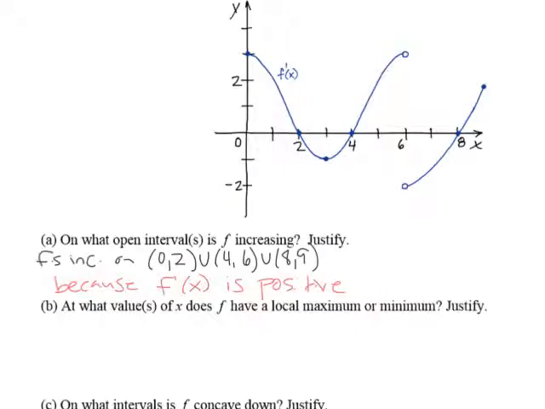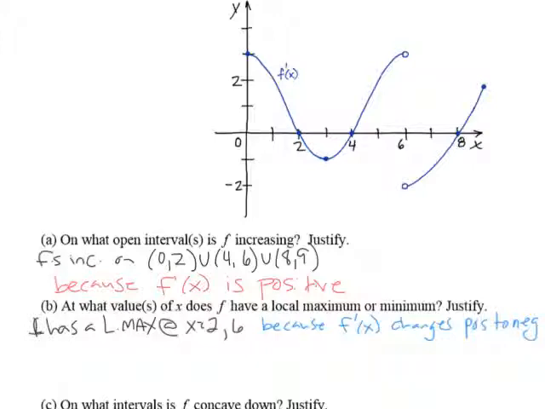Alright, so the function is increasing from 0 to 2 because the derivative is positive, 4 to 6 because the derivative is positive, and 8 to 9 because the derivative is positive. Go ahead and take a shot at part B, and I'll pause the video here and put in the answers. Go ahead and pause.